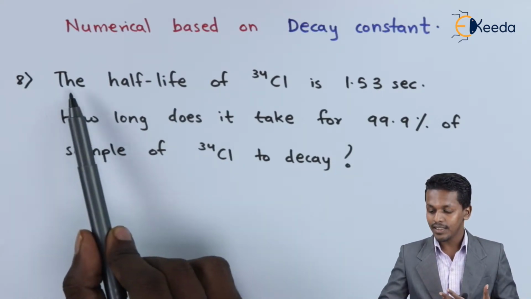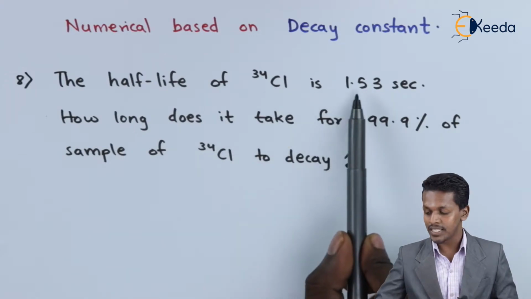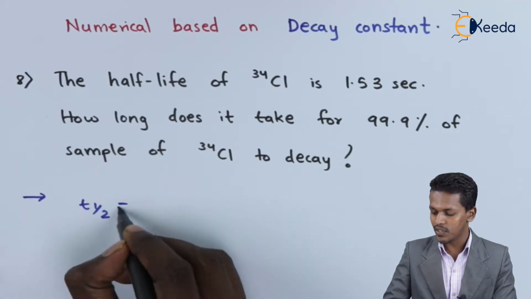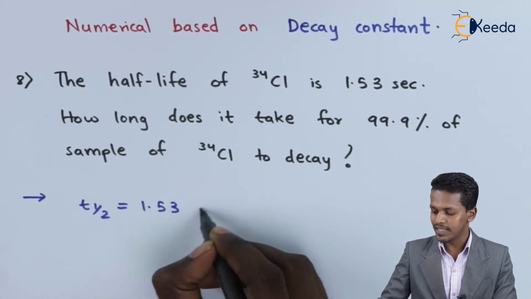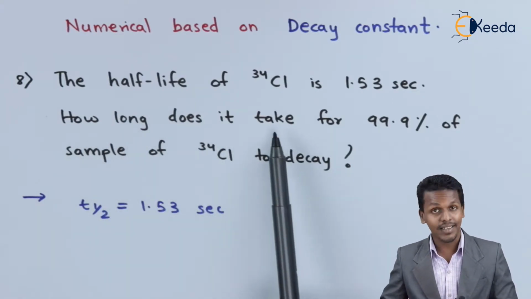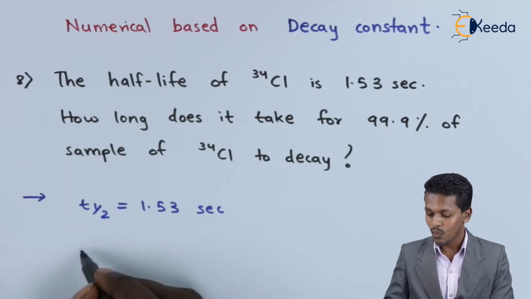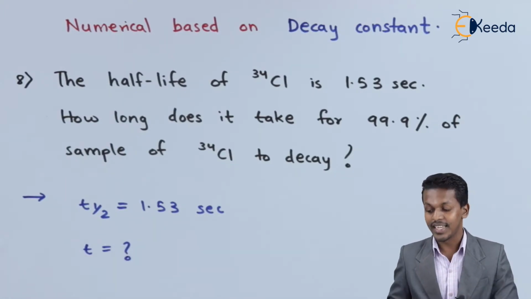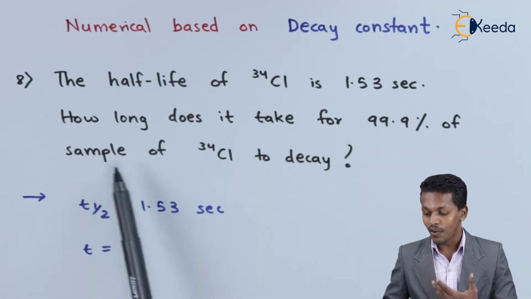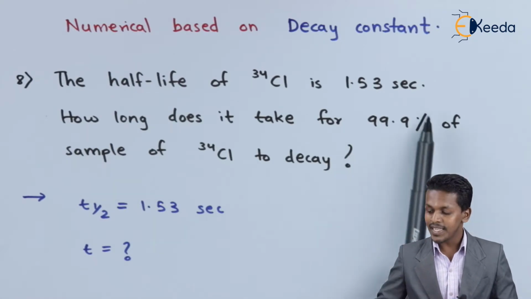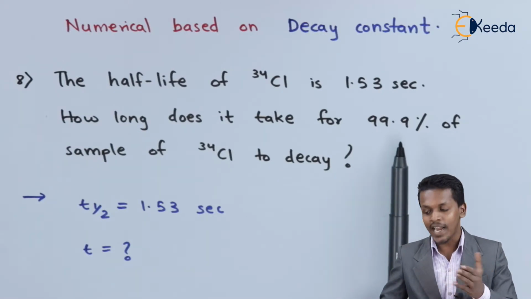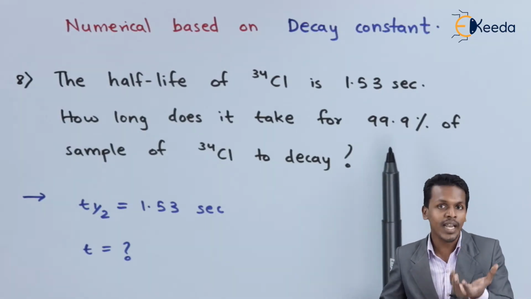Here basically the half-life of chlorine has been given as 1.53, so I could write that the given data for T half, that is the half-life, is 1.53 seconds, and they are asking how long it will take. That means what is the time required for 99.9% of the sample to decay. So here the factor present is a percentage. That means if 99.9% has decayed, what amount is left?